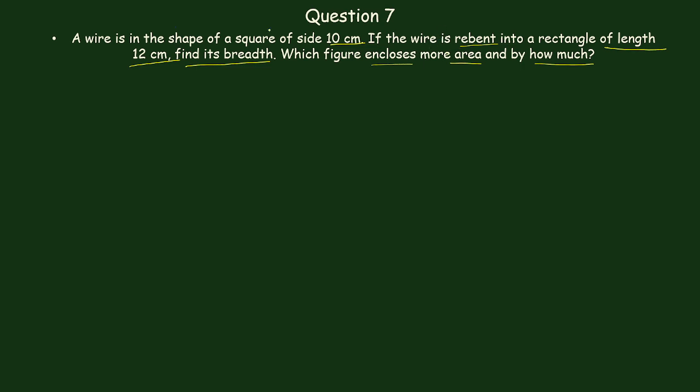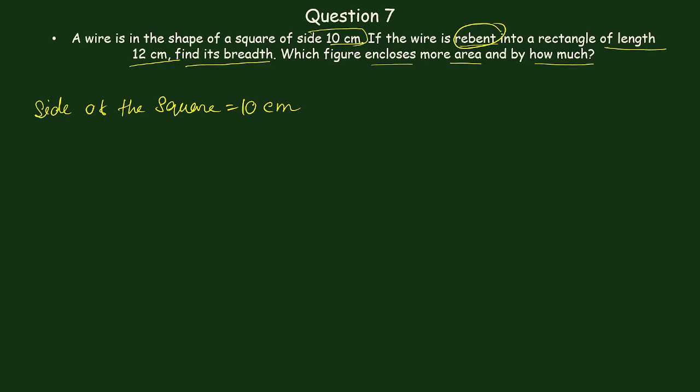when the wire is shaped as a square, the side of the square is 10 centimeter. Now when this kind of question comes, the first preference is perimeter, because whenever you are doing the wire thing, you need to do the boundary first, and boundary means perimeter.